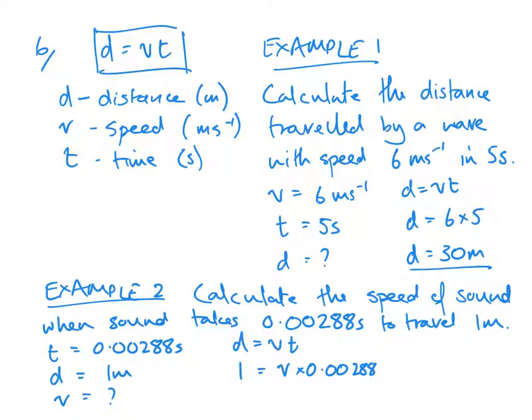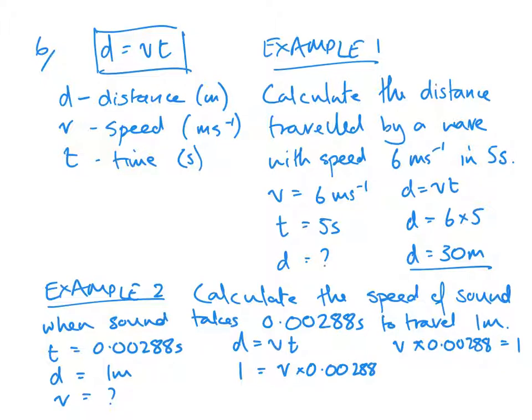How would I rearrange this to get what v is? Well, v is on the right hand side to start with, so normally I would just work down the page, but obviously I'm running out of room here. I'm going to go over here a wee bit. I'm just going to swap round both sides. I'm not changing anything. If 1 is equal to v times 0.00288, then v times 0.00288 is equal to 1. But it gets v on the left hand side.